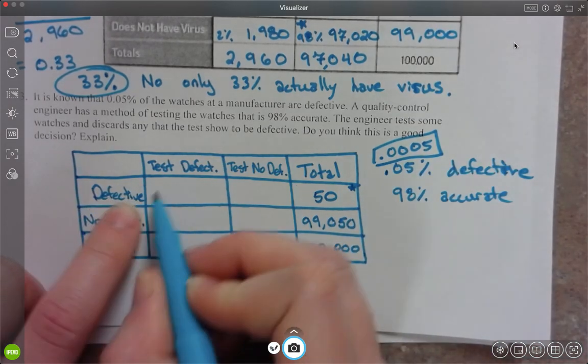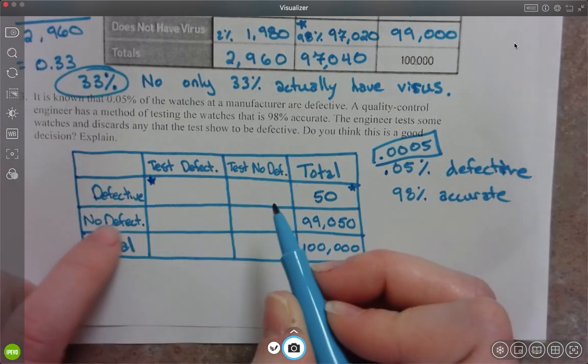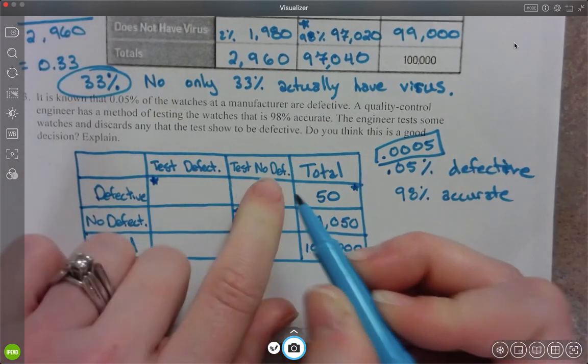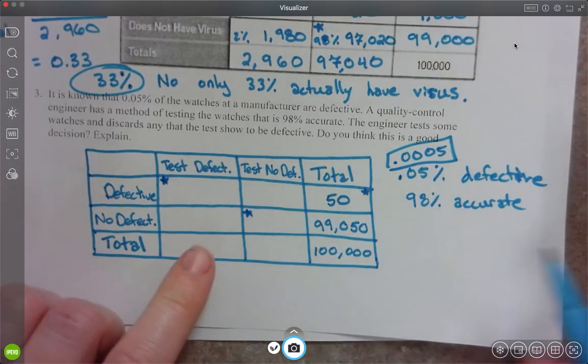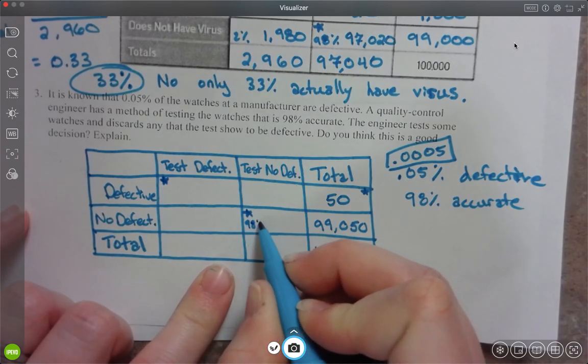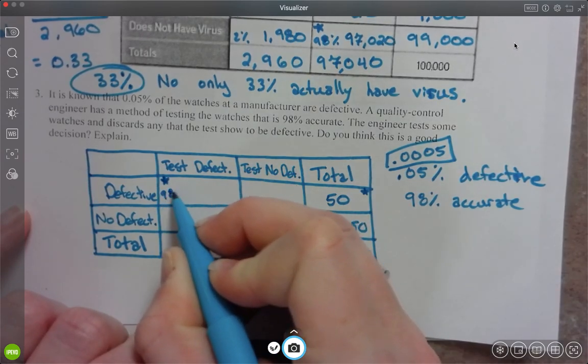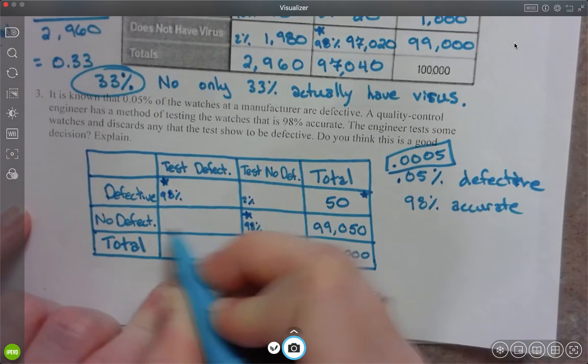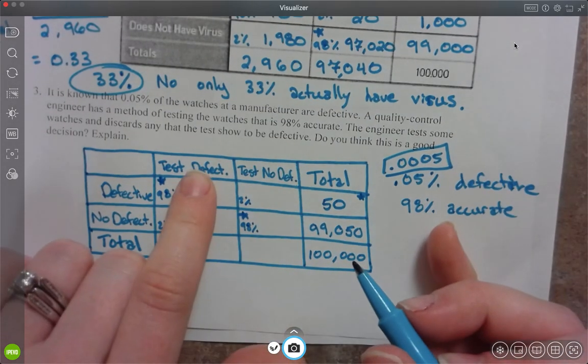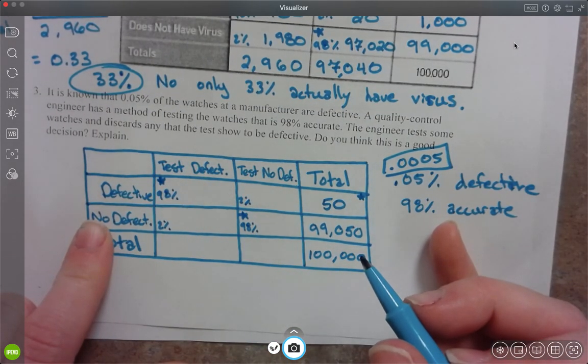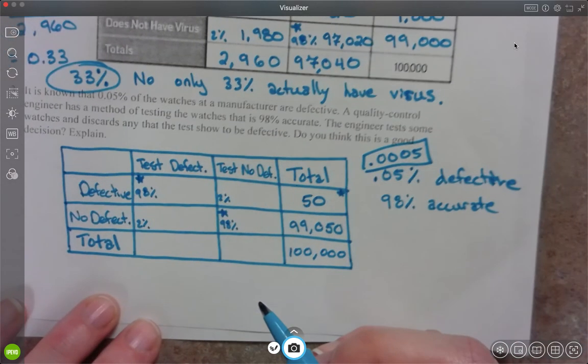So if it's defective, it should test defective. If it's not defective, it should test that it's not defective. Okay, so 98% of the time, it's going to do these two things. Okay, 2% of the time, it's going to do what it's not supposed to. It's not supposed to test defective when it's not defective. Okay, but sometimes that happens, right?